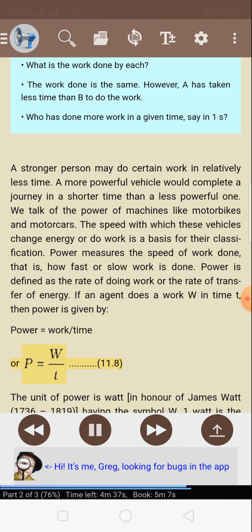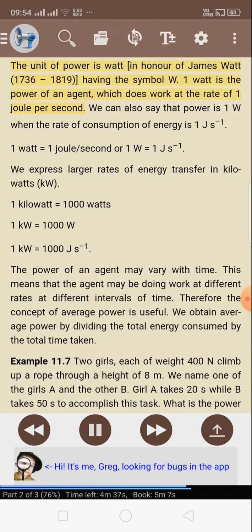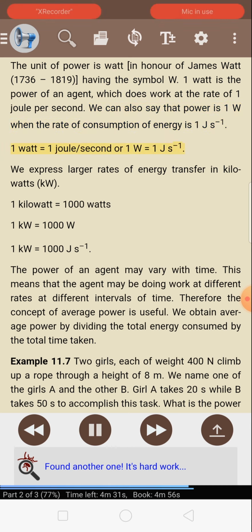Or 11.8. The unit of power is watt, in honor of James Watt (1736-1819), having the symbol W. Watt is the power of an agent which does work at the rate of 1 joule per second. We can also say that power is 1 W when the rate of consumption of energy is 1 J s⁻¹. 1 watt equals 1 joule per second, or 1 W equals 1 J s⁻¹.